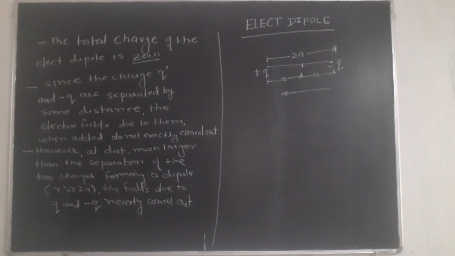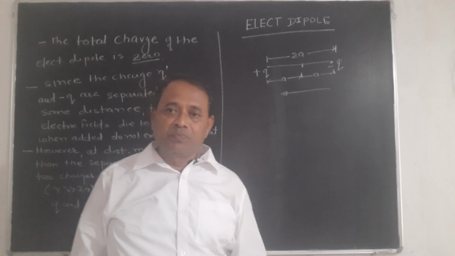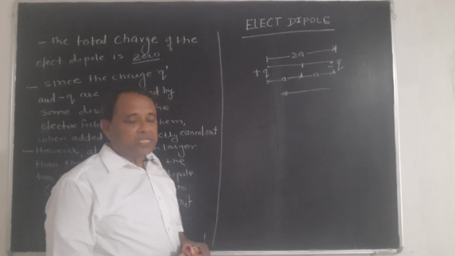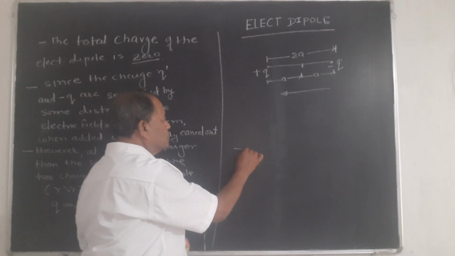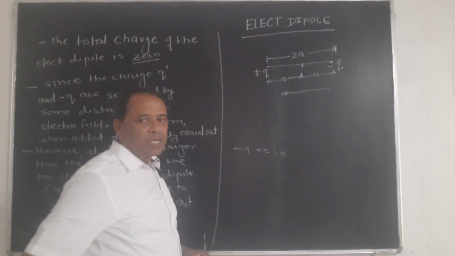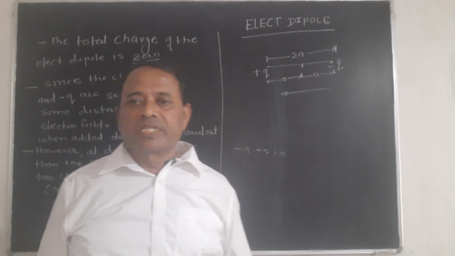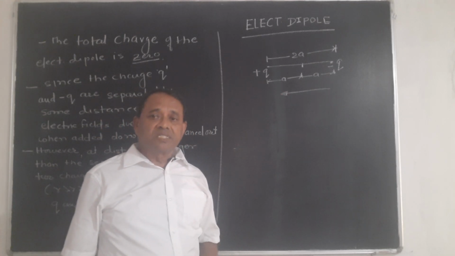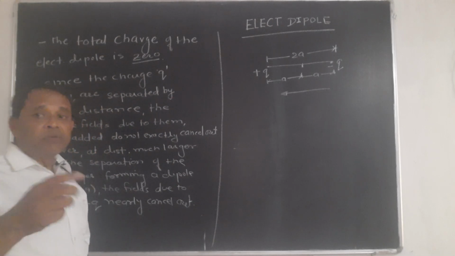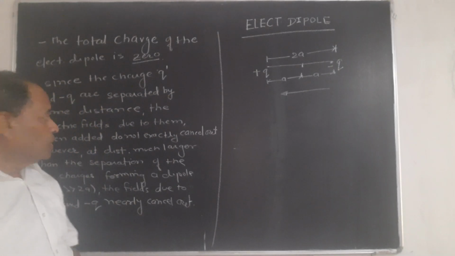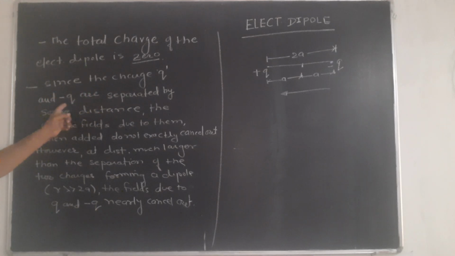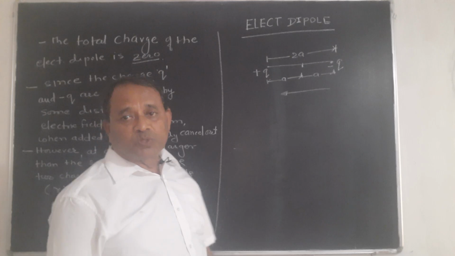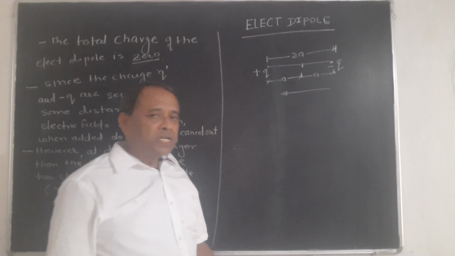First, the total charge on the electric dipole is 0. Net charge is 0: minus q and plus q, 0. It does not mean that the electric field is not there. If two charges are separated by some distance, then there will be an electric field due to the dipole. Since the charges q and minus q are separated by some distance, the electric fields due to them, when added, do not exactly cancel out. So the electric field will be there.